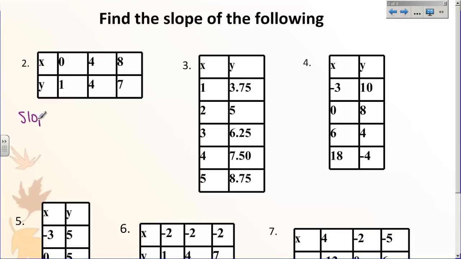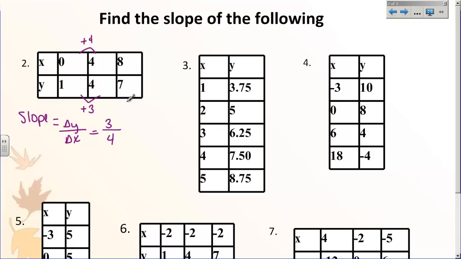So my slope for this first table is going to be my change in the y values. So from here to here, my y from 1 to 4 changes by plus 3 because it is increasing. And from here to here, my x changes from 0 to 4, which is plus 4. So if I want to do delta y over delta x, I take my change in the y values, which was 3, over my change in the x values, which was 4. And so the slope of the line that comes from this table is 3/4.